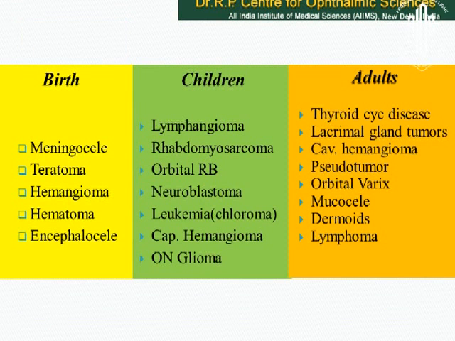If the swelling is there from birth, then we have to look for meningocele, teratoma, hemangioma, hematoma, or encephalocele. In children, I think ma'am has already covered the lesions, and in adults you have to look for thyroid eye disease, lacrimal gland tumor, again cavernous hemangioma, pseudotumor, varix, mucocele.